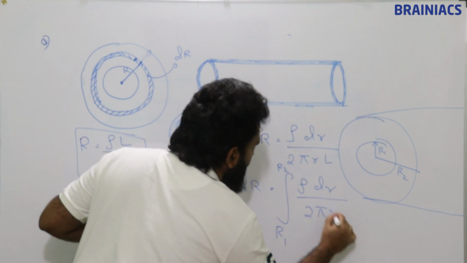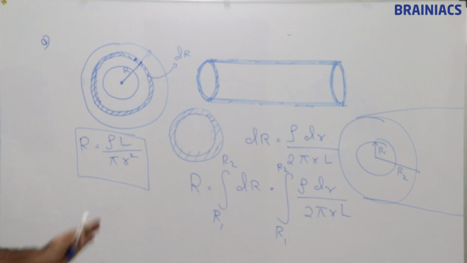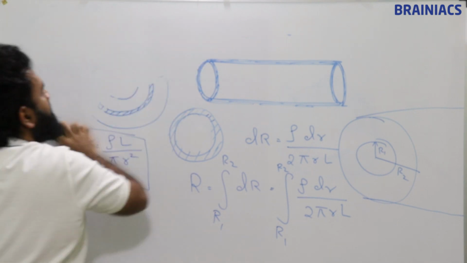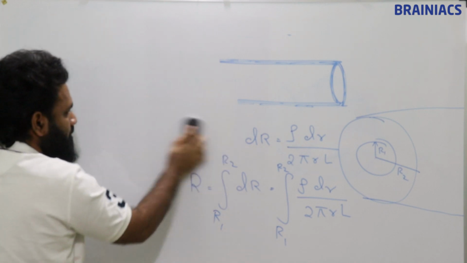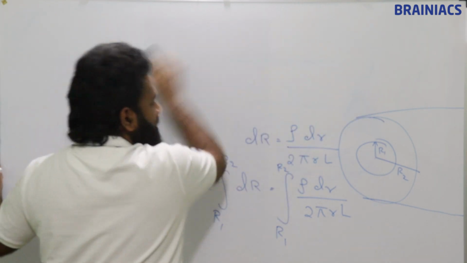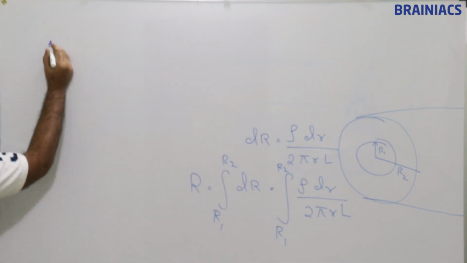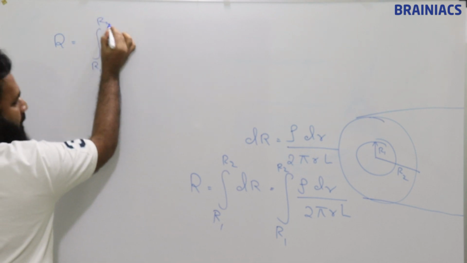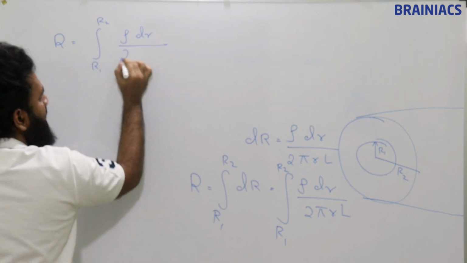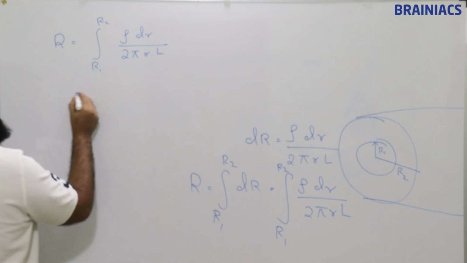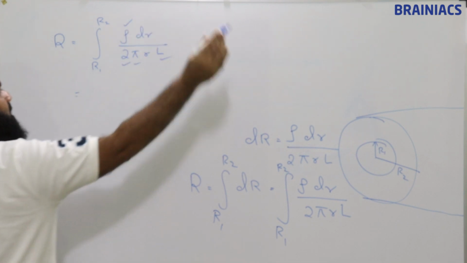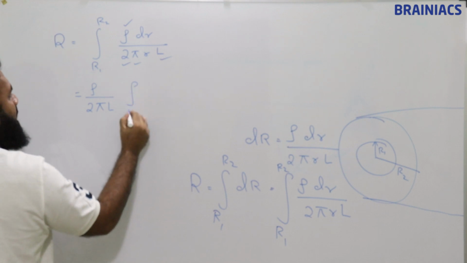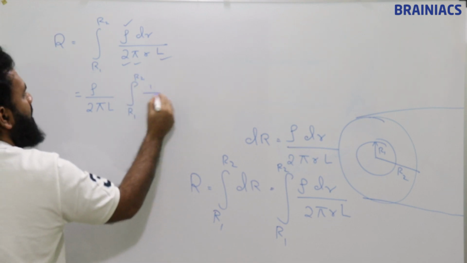by 2 pi r into L. If we integrate this, whatever answer we get, that is the final answer. Now I remove all these figures. Now we are continuing our integration to find this. So integral R1 to R2 rho dr divided by 2 pi r into L. So this is constant. So rho by 2 pi L, integral R1 to R2 1 by r dr.